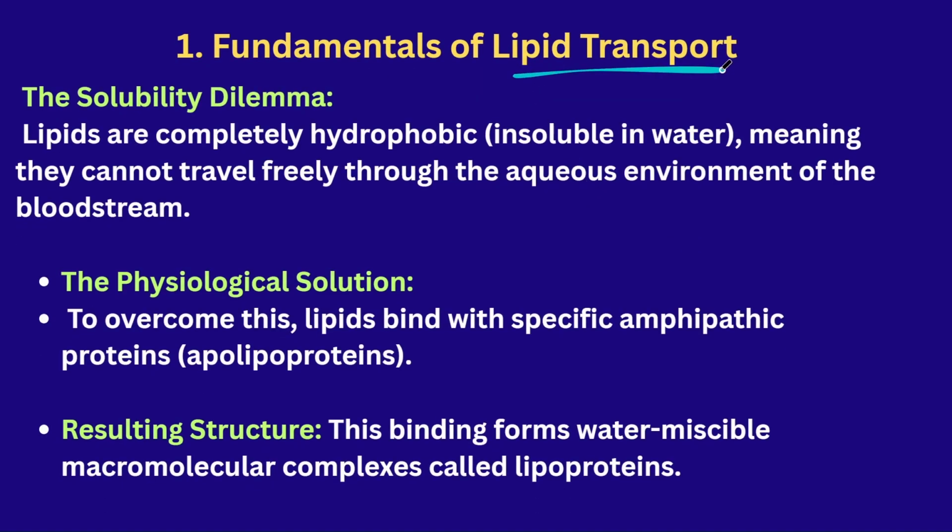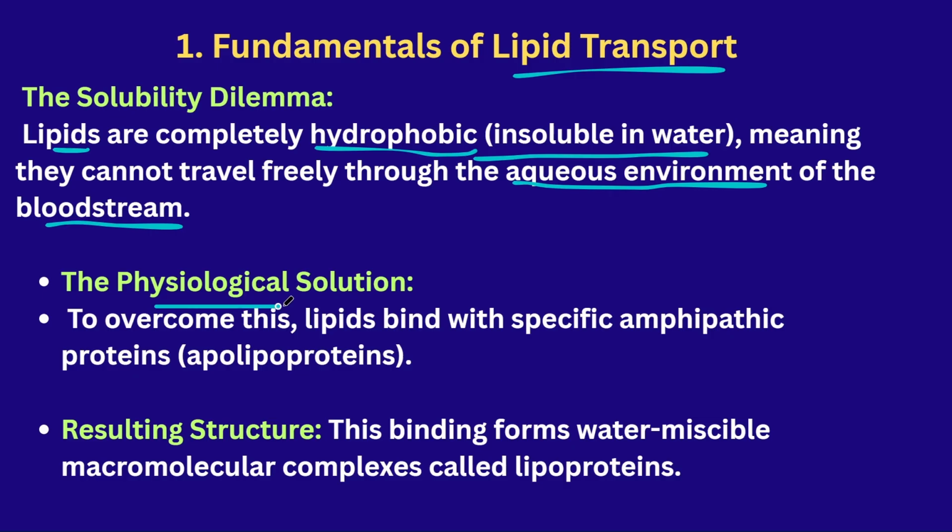So for lipid transportation, we have to understand first how the lipids are soluble in the blood. Lipids are compounds which are insoluble in water. That means lipids are completely hydrophobic. They are not soluble in water. So if they are not soluble in water, how can they be soluble in the blood? This is a problem, right? The blood is an aqueous environment in which the lipids are not at all soluble. How can this problem be solved?